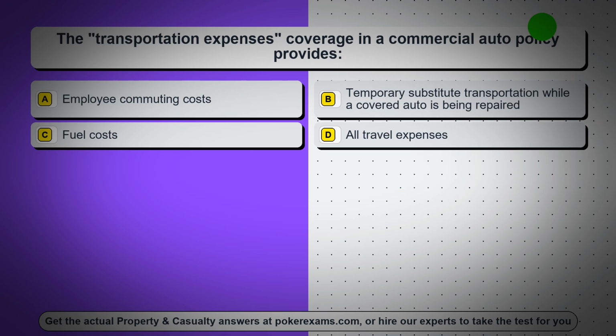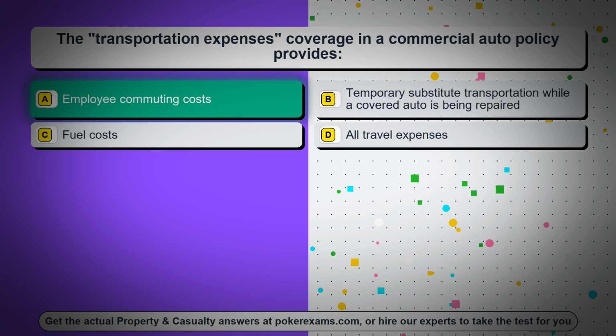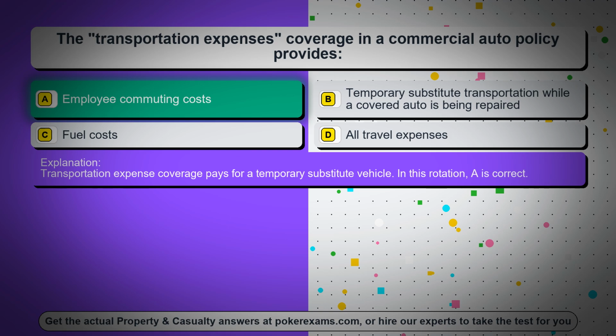Question 53. The transportation expenses coverage in a commercial auto policy provides. Option A, employee commuting costs. Option B, temporary substitute transportation while a covered auto is being repaired. Option C, fuel costs. Option D, all travel expenses. The correct answer is option A, employee commuting costs. Transportation expense coverage pays for a temporary substitute vehicle. In this rotation, A is correct.